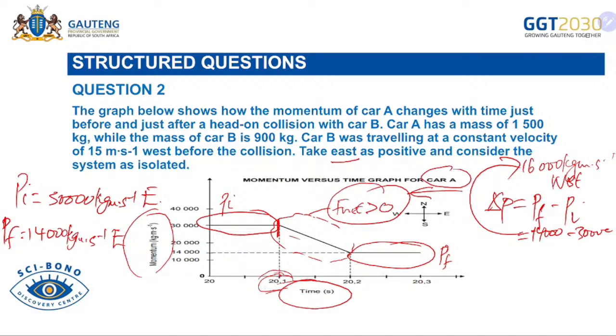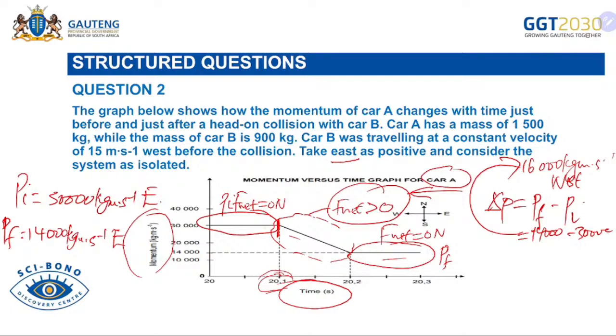Another thing that we can talk about with this graph is net force. F net is greater than 0 between t 20.1 and t 20.2. But if you check between t 20 and t 20.1, there is no change in momentum, which means that F net is equal to 0 newtons. Even between 20.2 seconds and 20.3 seconds, there's no change in momentum, which means that F net is 0 newtons.